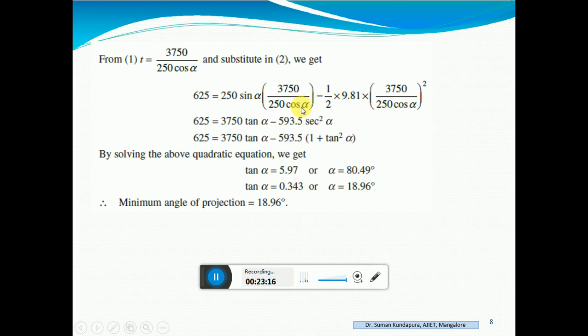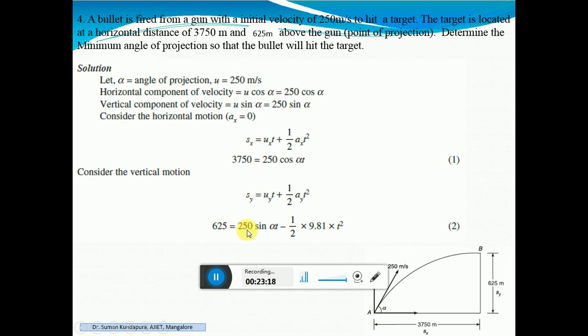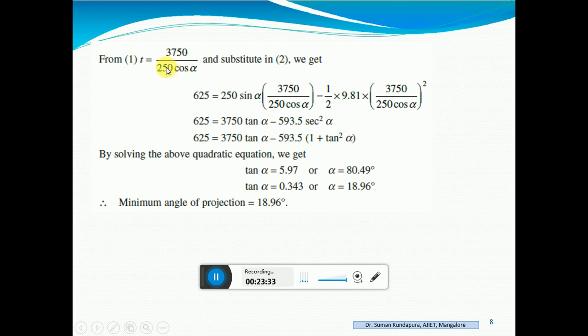That is 650 is equal to 250 into sin alpha into t. T is just now we saw 3750 divided by cos alpha, minus half 9.81 into t square. Again, this value is substituted here, square of this. So you will get sin by cos, you will get it as tan alpha, minus half into 9.81 into square of this, you reduce, you will get this value.